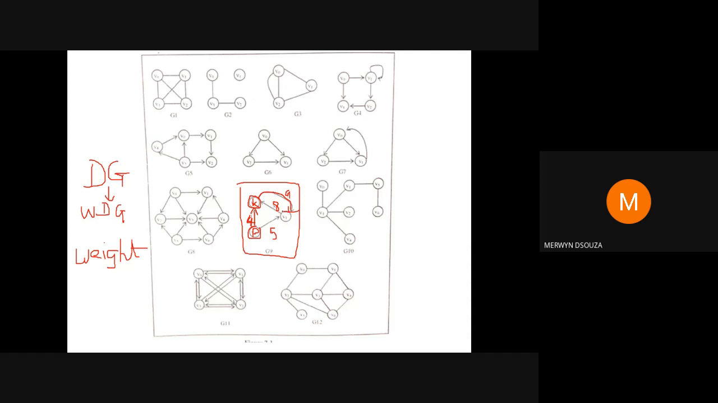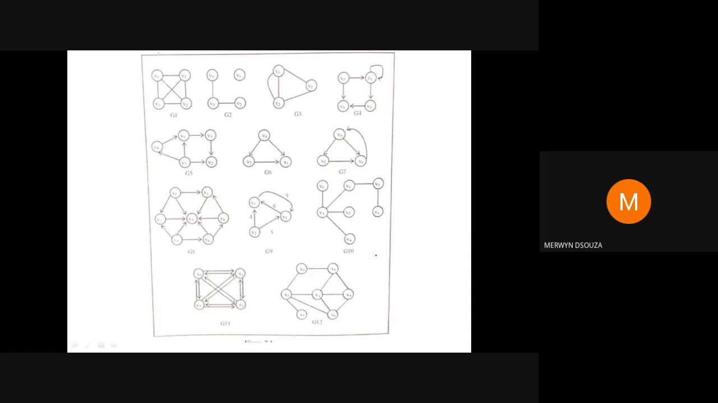Here you could have another city, say Pune, and you could say that from Pune to Kolhapur it takes 8 hours to travel. Say from Kolhapur to Pune it takes 9 hours because of some problem. Like that you could be representing the graphs.